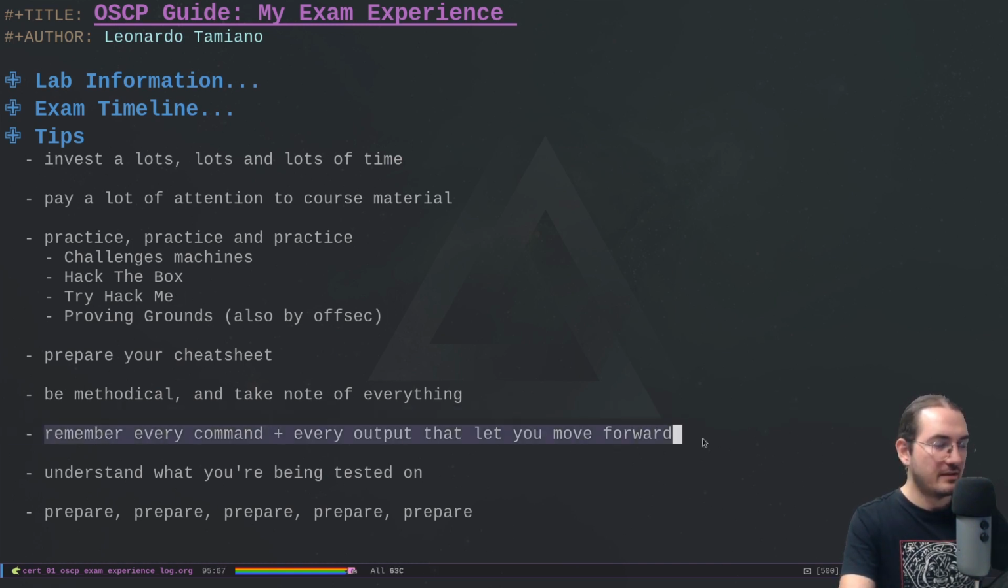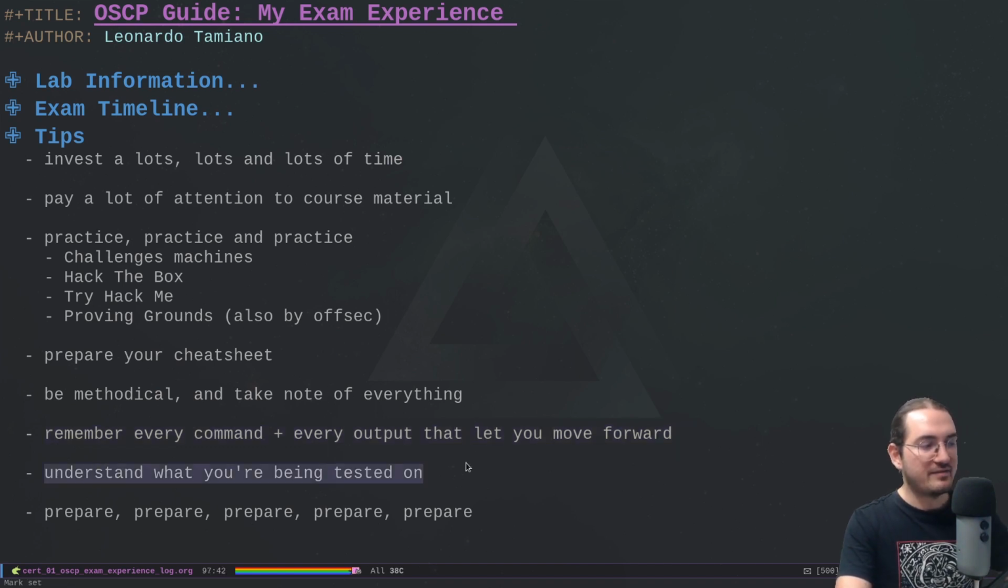Doing this becomes extremely important with respect to the final report. Because at the end of the day, you need to write a report. And to write a report, you need to remember the commands, the tools you used, the output you received, and the walkthrough of steps you took for the exam.